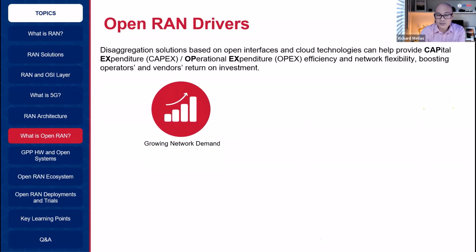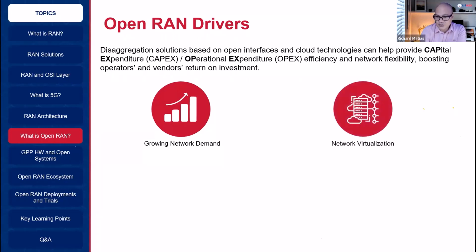So in order for operators to properly deploy the capital and keep up with the growing demand of their networks, they need new techniques on this one. So Open RAN, which enables multi-vendor RAN solutions, provides freedom to optimize each component of the network while simultaneously lowering the total cost of ownership.